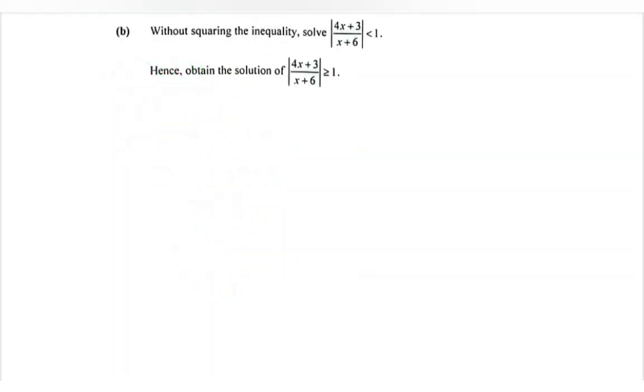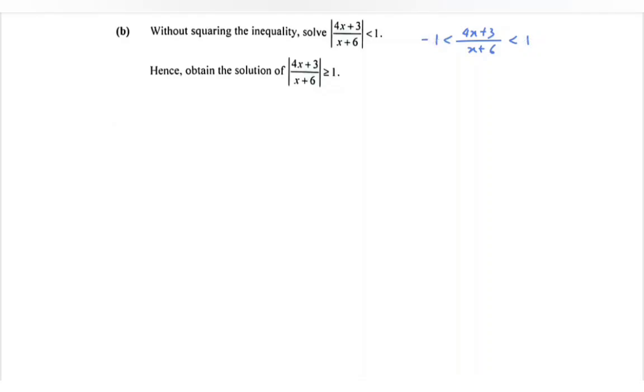Next refers to B. Without squaring the inequalities, solve the situation given. So kindly focus on the situation. We have the 'and' case. Based on the definition, we have the 'and' case. So here we have negative 1 less than (4x + 3)/(x + 1) less than 1. Based on the definition, we have the 'and' case: (4x + 3)/(x + 1), here we have less than 1, and here we have greater than negative 1.